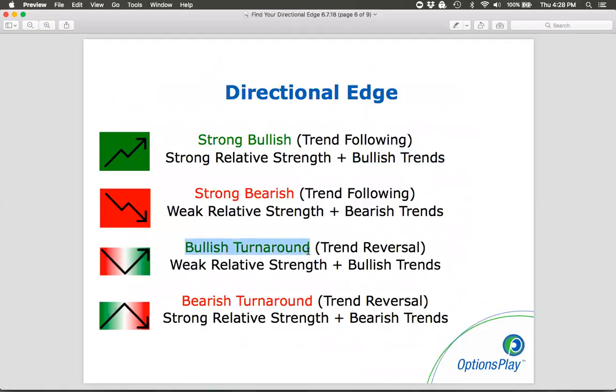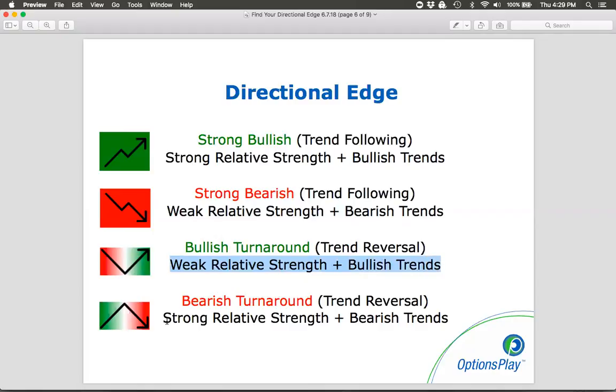So the bullish turnarounds are simply stocks that have weak relative strength. Think of these as stocks that have been beat up for a while, meaning stocks that have underperformed the markets. However, the trends have turned bullish, meaning the trends are telling us that even though this stock is weak, that weakness is probably starting to end, or at least not continuing to weaken, versus a strong bearish stock, which is a weak stock that is likely going to continue weakening. The bullish turnarounds are simply weak stocks that are starting to turn around.